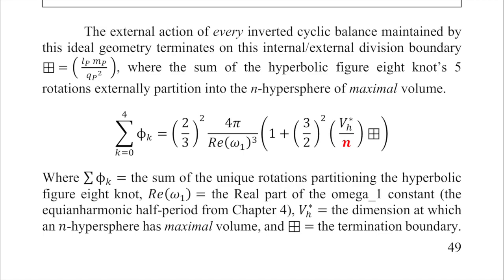With this simple geometric arrangement, we're defining the minimum possible volume complement, the hyperbolic figure 8 knot, the smallest way of subdividing the world. And that smallest subdivision externally defines a domain that partitions exactly in the way that defines the n hypersphere of maximal volume.